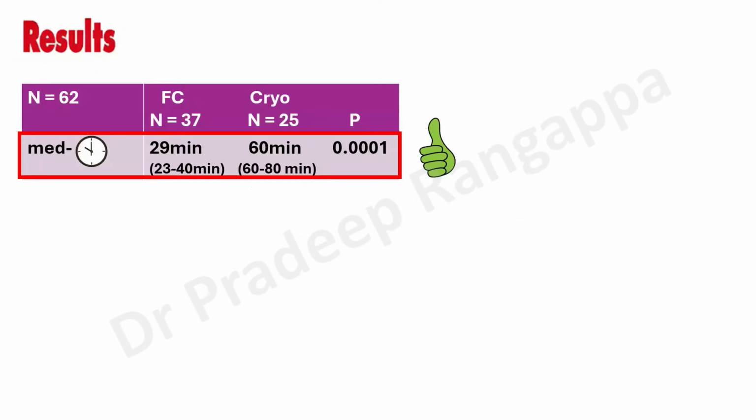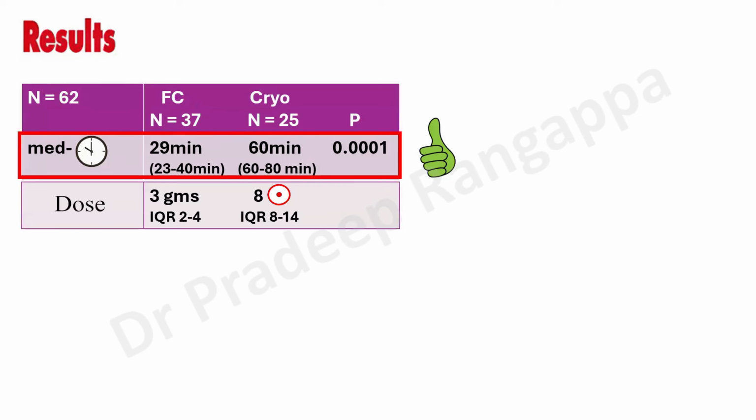When you look at the results, they had 62 patients, 37 in the fibrinogen concentrate group and 25 in the cryoprecipitate group. The median time of administration, which means how quickly you can resuscitate and correct the fibrinogen levels, was 29 minutes with fibrinogen concentrate, as opposed to cryoprecipitate, which needed 60 minutes. So that was statistically significant. You can correct the fibrinogen levels much earlier, because you don't need to do ABO compatibility, you don't need to do the thawing, and so on and so forth.